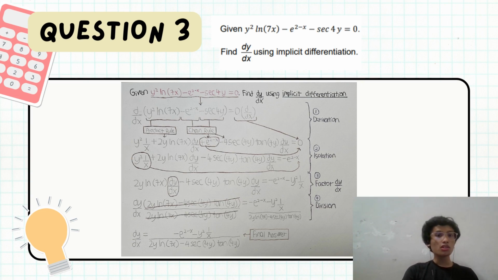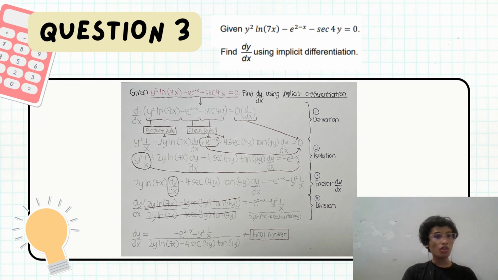So basically, to put it simply, implicit differentiation requires four fundamental steps: differentiation, isolation, factoring dy/dx, and then performing division. So let's look at how it will be done. First, we take the given equation and then write it in terms of d/dx.